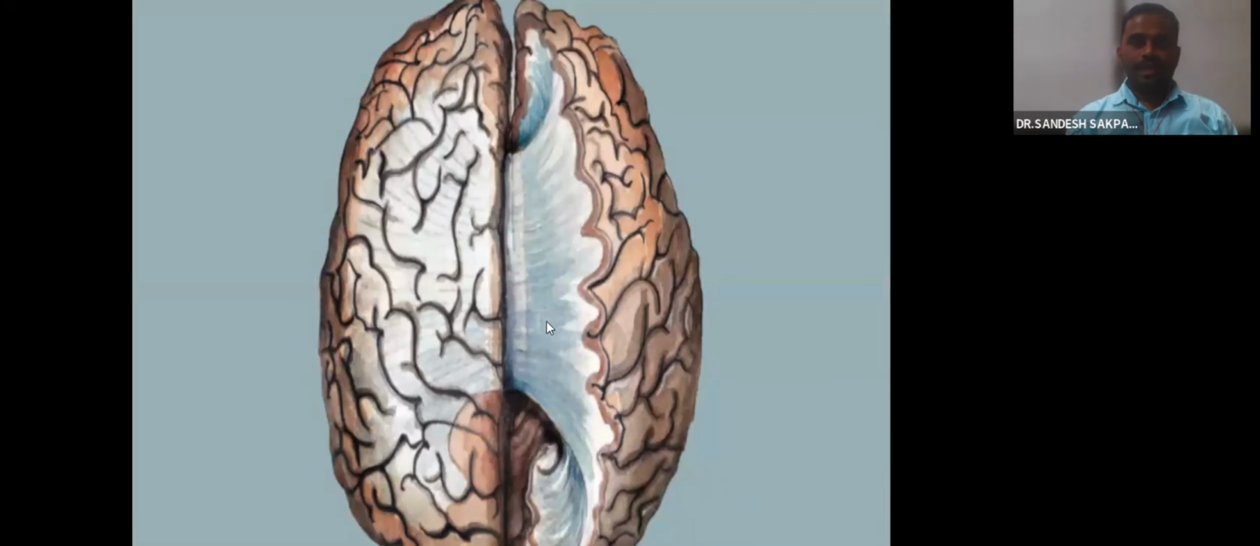We have different fibers in the brain, mainly the commissural fibers and the association fibers. Association fibers connect structures within the same cerebral hemisphere, and the commissural fibers, such as the corpus callosum, connect the two hemispheres.